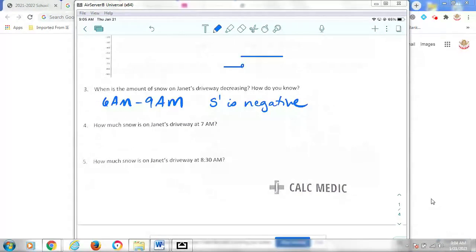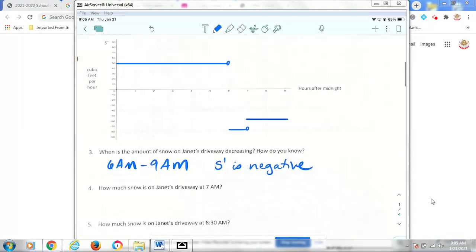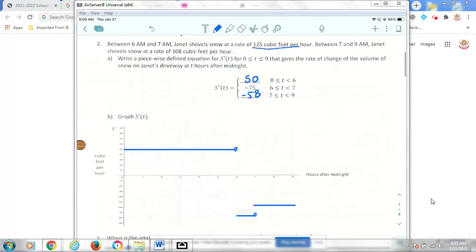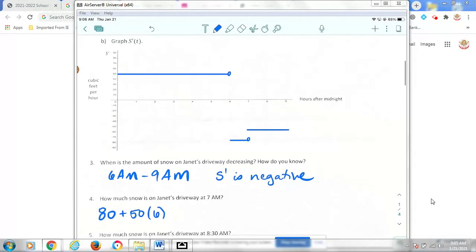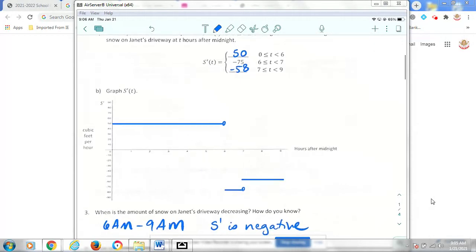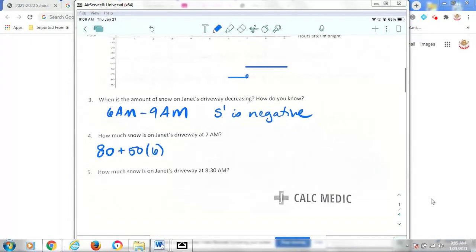All right, and then 80. How much snow is on Janet's driveway at 7 a.m.? So we've already done this for 6 a.m., so it's going to be that same thing. At midnight, there was 80 cubic feet, and then it snowed 50 cubic feet per hour for 6 hours. All right, and now between 6 and 7, the rate is negative 75, so it would be minus 75 for 1 hour. And that's going to be 305 cubic feet.